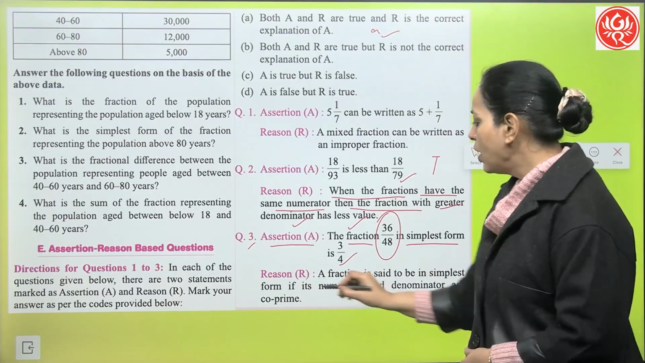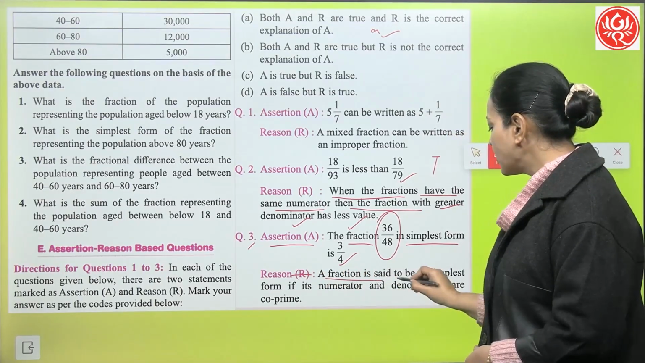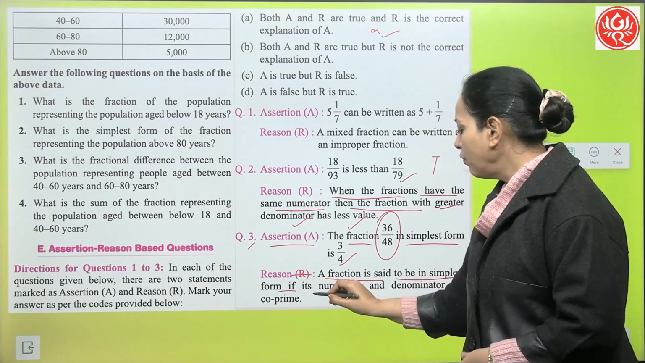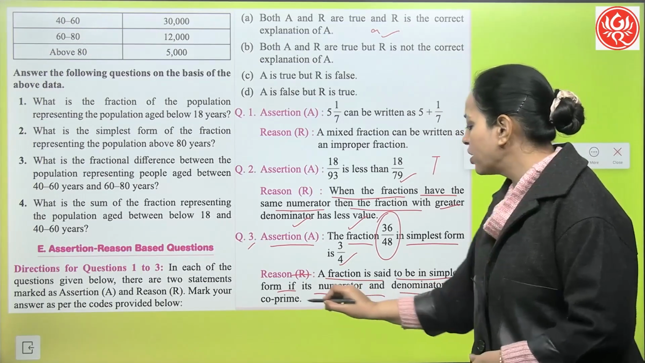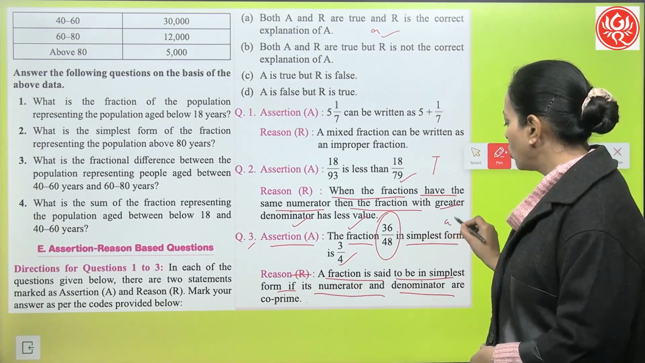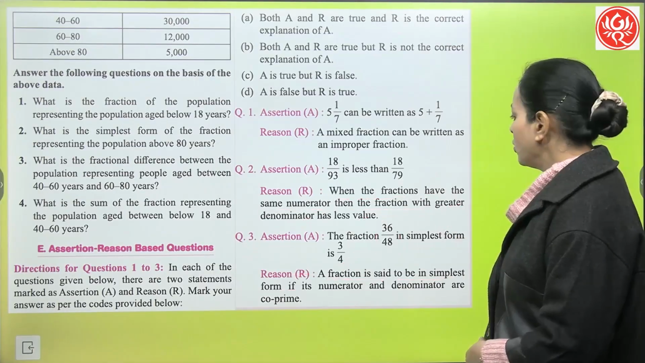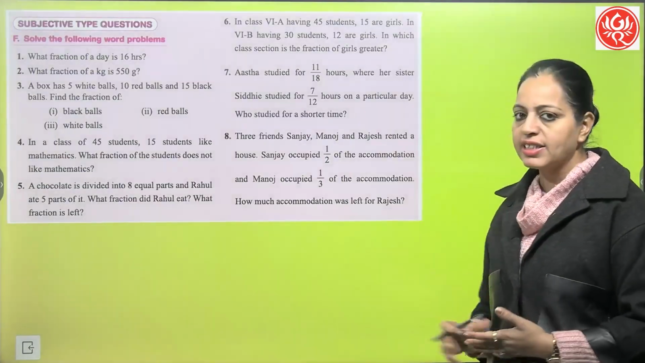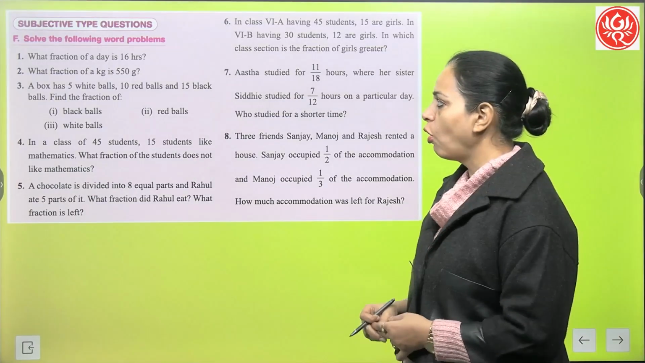Yes, this is true. And reason R, a fraction is said to be in simplest form if its numerator and denominator are co-prime. So this is also true for A. Because both are true and R is the correct explanation of A.